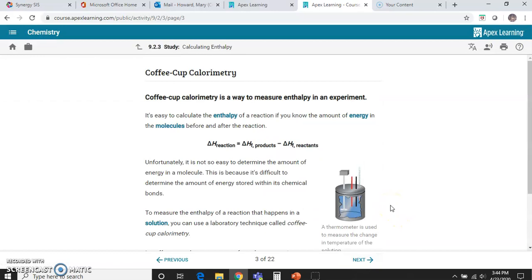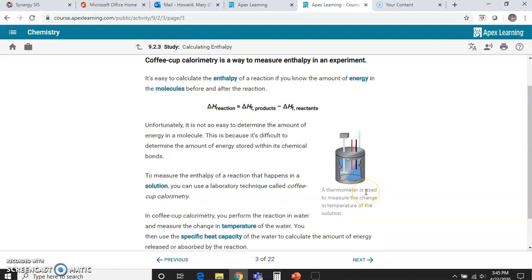Now we can do a coffee cup calorimetry to measure enthalpy in an experiment. If you're in class, we could do an experiment. They call it a coffee cup because you're looking for an insulated cup with the top on it. You can do it with a styrofoam cup. What you do is figure out the energy before and after the reaction. You measure temperature and other things going on with that.